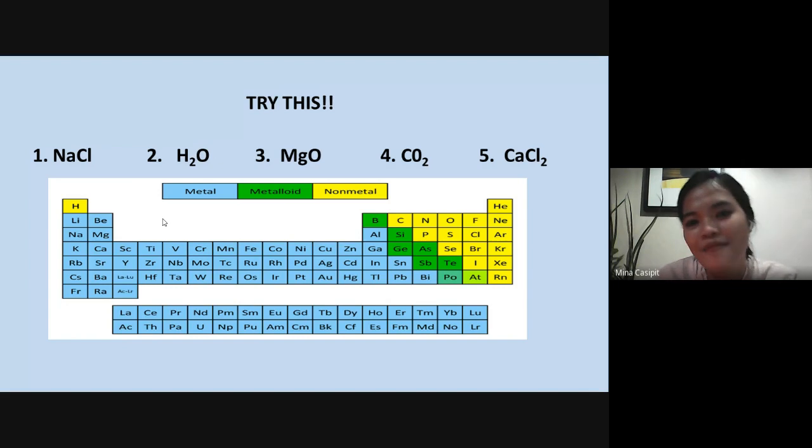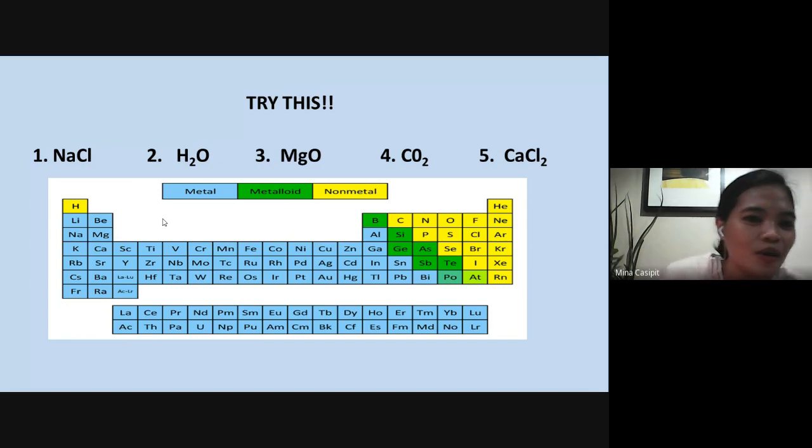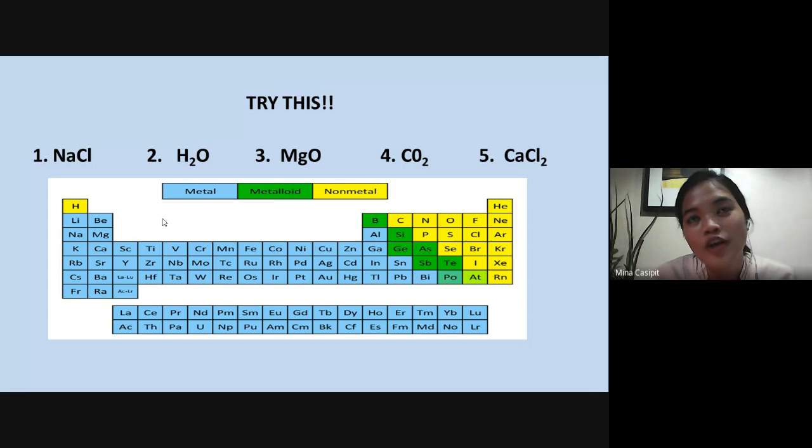Again, for the last time around. So in this exercise, you're going to determine if the compound is an ionic or a covalent compound. Review lang po natin ha. Ionic compound, these are compounds that are formed when there is a metal and non-metal element. Now, covalent compound naman po is formed when there is a non-metal plus non-metal or metalloid plus non-metal elements. So, clear na po ba yon?